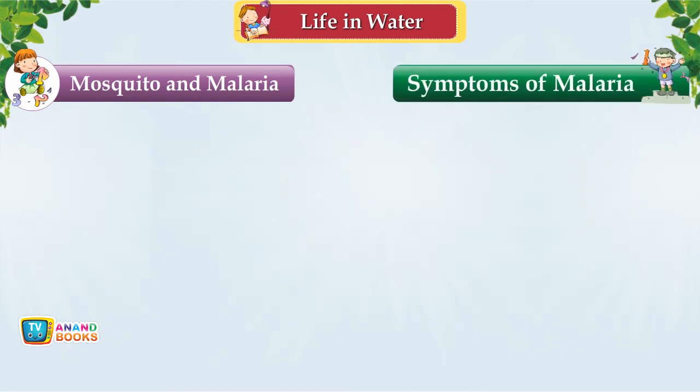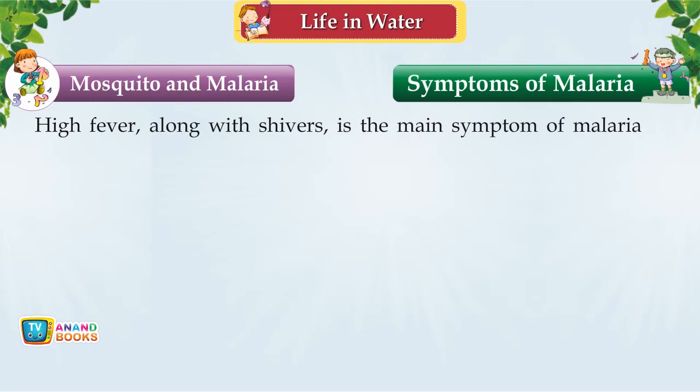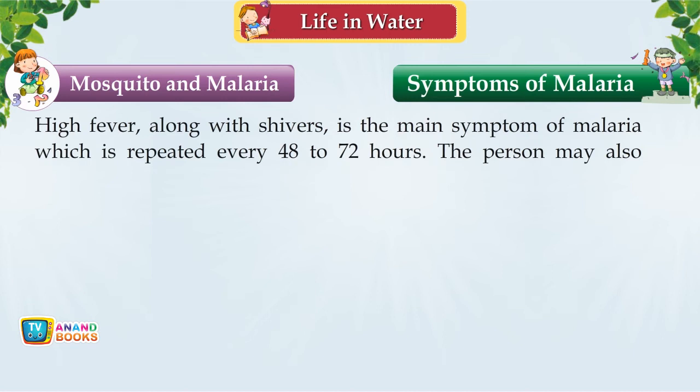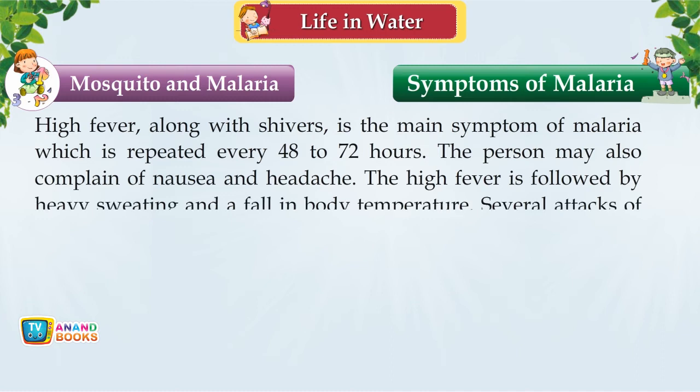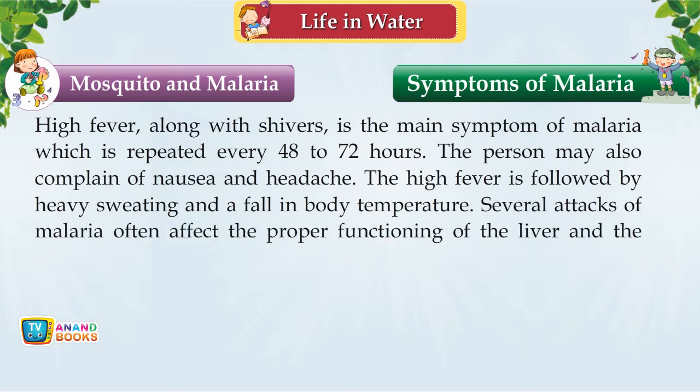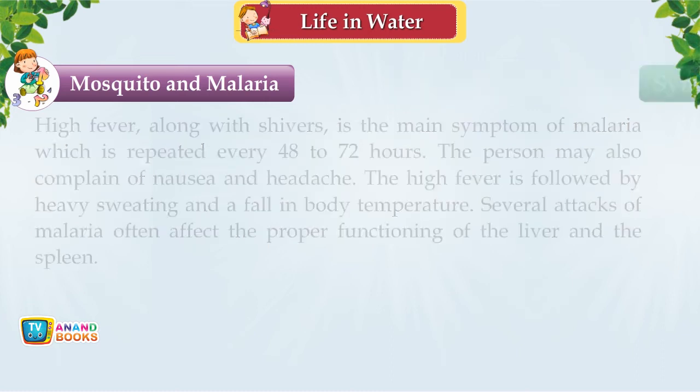Symptoms of malaria. High fever along with shivers is the main symptom of malaria, which is repeated every 48 to 72 hours. The person may also complain of nausea and headache. The high fever is followed by heavy sweating and a fall in body temperature. Several attacks of malaria often affect the proper functioning of the liver and the spleen.